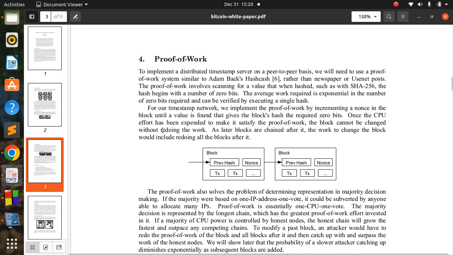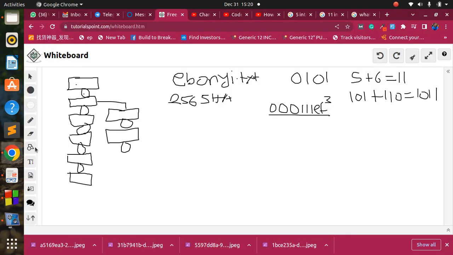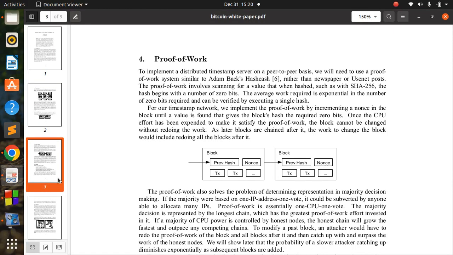Now, once the CPU effort has been expended to make it satisfy the proof of work, the block cannot be changed without redoing the work. It means what has been added cannot be removed unless you redo the entire transaction, and by that time the transaction is over anyway. It has been concluded because it has been broadcast to other nodes who now have it in their distributed ledger. That's what makes Bitcoin safe, because once it's done, it's done. That's why sometimes when you lose your Bitcoin, you have lost it.